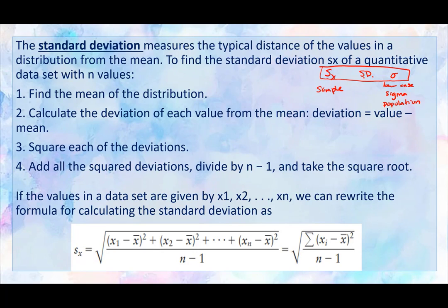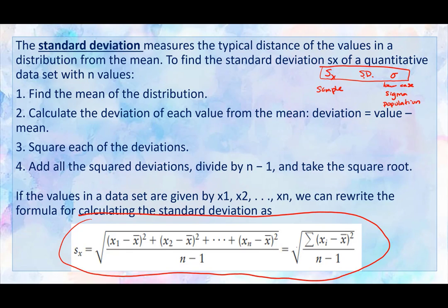So if the values in the data are given by x1, x2, up to x sub n, we can then rewrite the formula for calculating the standard deviation as this guy right here. Instead of me just reading the whole thing, I'm going to tell you that this says we're going to take the square root of the sum of all of the values, subtracting the mean, and we're going to square that. So this right here is the deviations from the mean. We're going to square those, sum them all up, and then divide that by n minus 1. Again, a little confusing. I think it's going to help a whole bunch when we're about to do an example. So let's do that now.